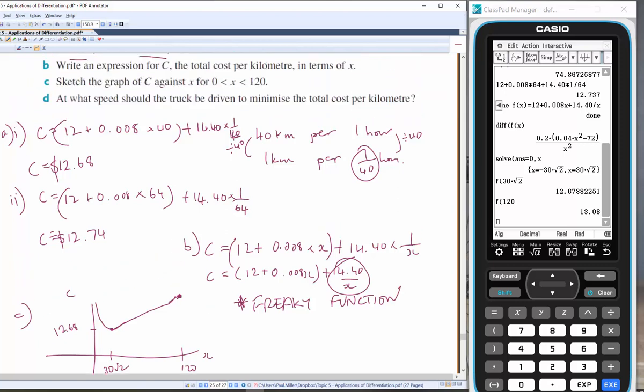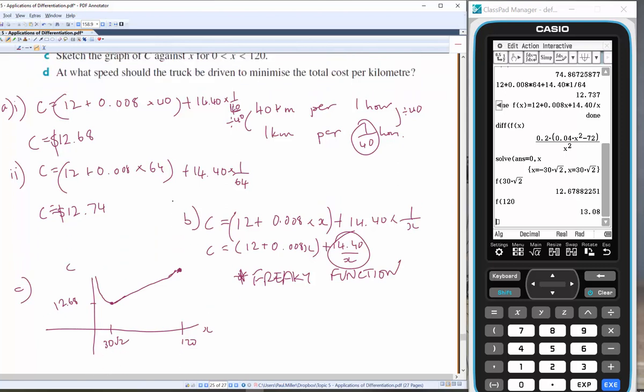Is that what I'm doing? Yeah, sketch the graph between 120. But the really interesting thing that happens with this function here is actually it starts to asymptote along this line here: y equals 12 plus 0.008x. Now, why is that?